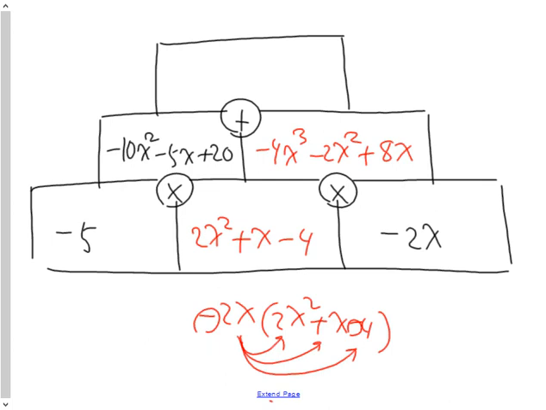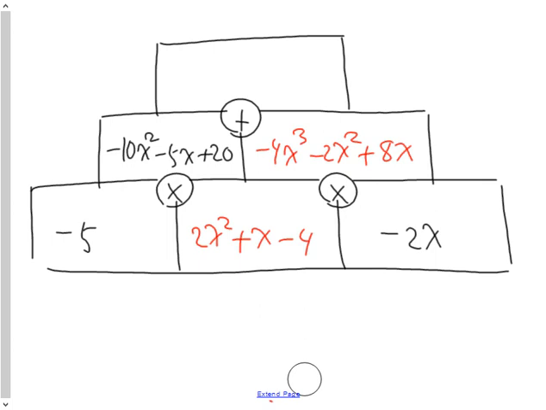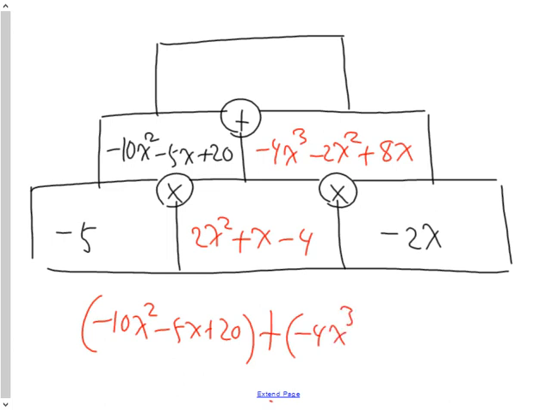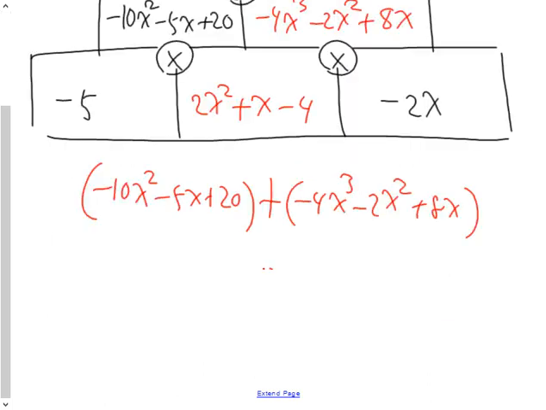And here's where a lot of people kind of mess up. The next step is you have to add those two stairs to get the one above it. So you take a negative 10x squared minus 5x plus 20, that trinomial, plus the other trinomial, which is negative 4x cubed minus 2x squared plus 8x, and you're going to add them together. Now, this is a question actually from Chapter 5, adding trinomials to trinomials, and you have to gather like terms, is another way to say it.